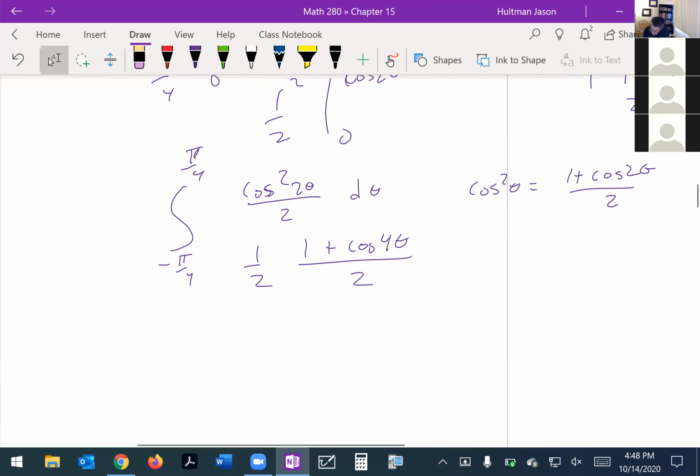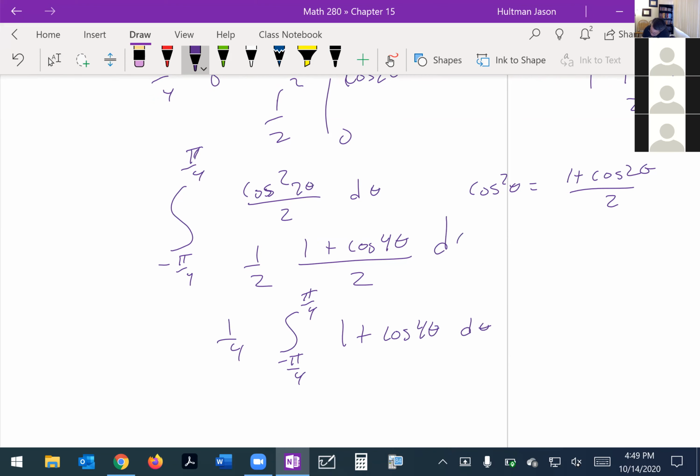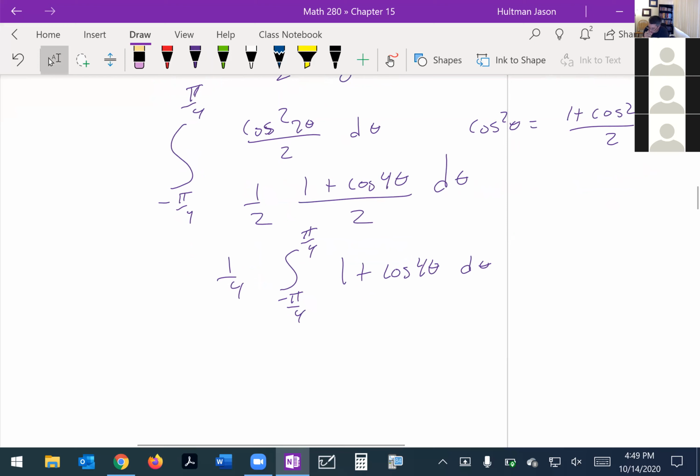So now what can I do? Well, I could pull out the 1/4 here, put it in front. Negative pi over 4 to pi over 4, 1 plus cosine 4 theta, d theta. So what's this guy going to be? This guy is going to be theta. What's this guy going to be? This guy's going to be 1/4 sine of 4 theta.